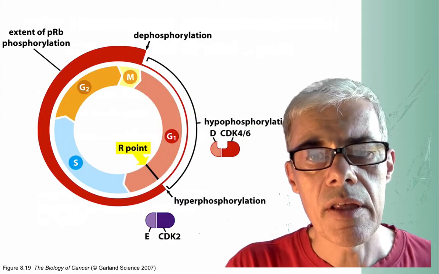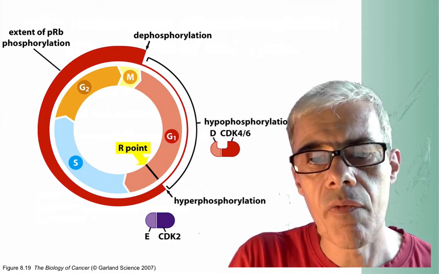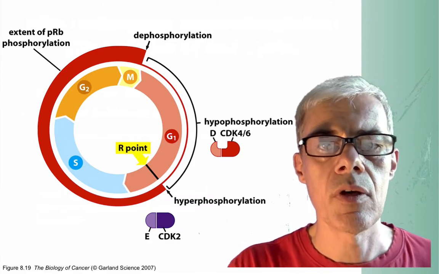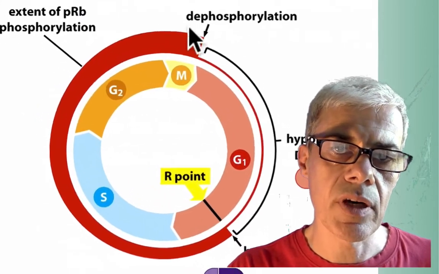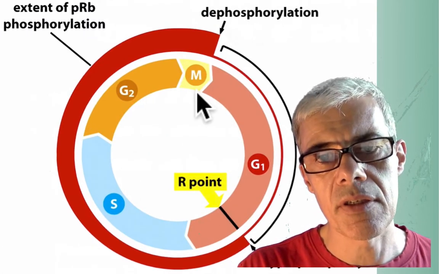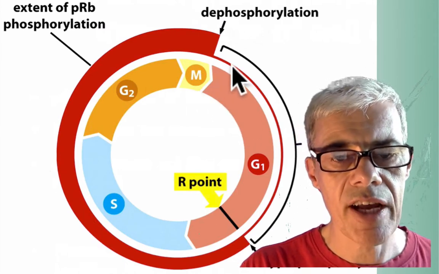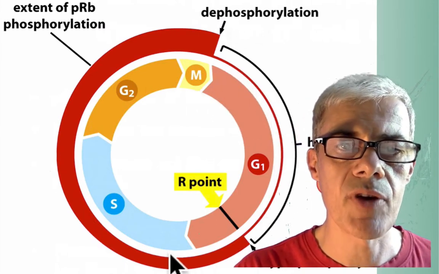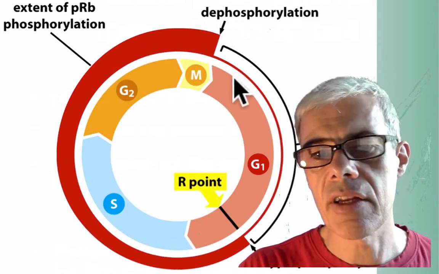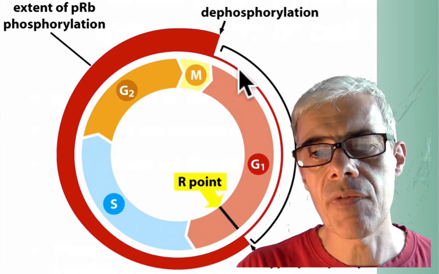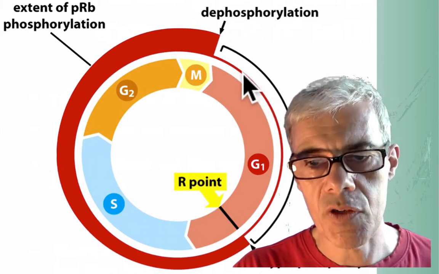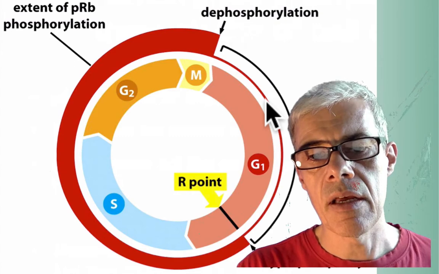So in this diagram, the extent of phosphorylation of the retinoblastoma protein is shown as you progress through the cell cycle. So the cell cycle is shown here, as we've seen before, as this kind of clock face. And outside of this, shown in red here, is the phosphorylation status of the retinoblastoma protein. So in early G1 phase, there's very few phosphate groups on the retinoblastoma protein. So it's referred to as hypophosphorylated.